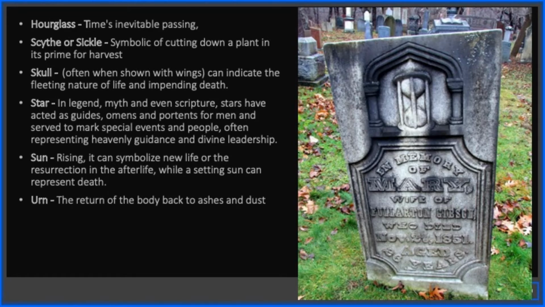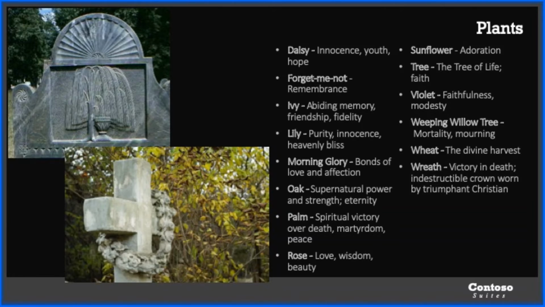And then, of course, the most popular one is a skull. There are all different iterations of that. It can be a skull with crossbones. It can be a skull with wings, and that's often called the death's head. So there's stars, the sun. The sun, if you see that on a grave, it's the rising and setting of new life. An urn, which is another popular one, especially combined with a willow tree. An urn just means the body is turning back to ashes and dust.